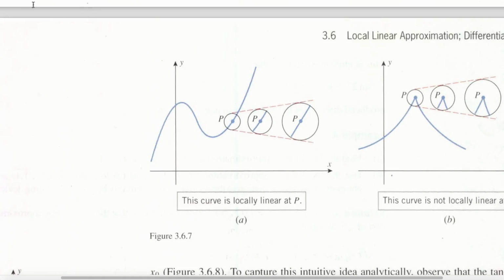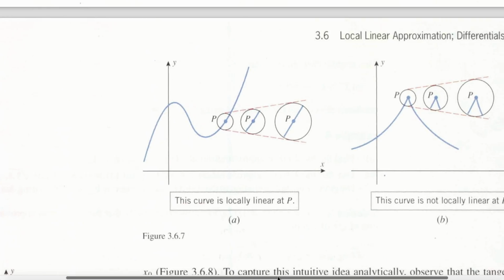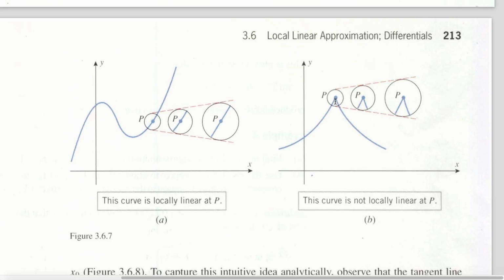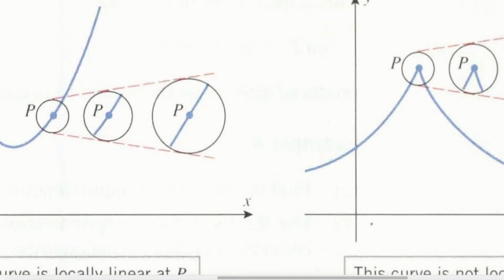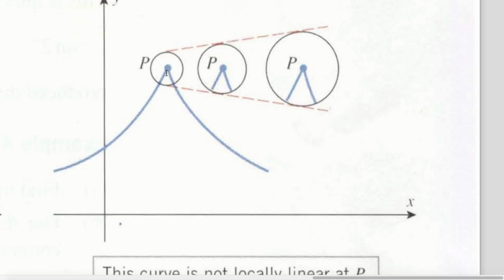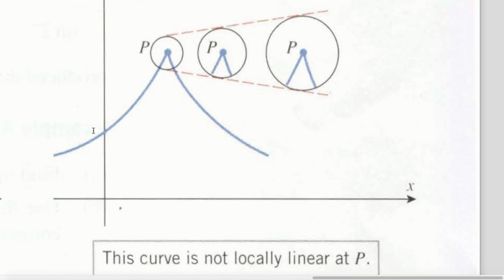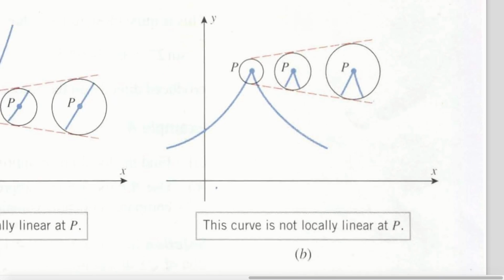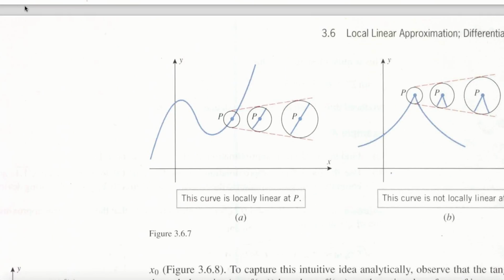But over here, in this example, here's a point P that is not differentiable. And so no matter how much you zoom in on that point, it never looks like a line. You can always see that it's not differentiable. And so this picture would be a prime example where local linearization cannot be used because the point P is non-differentiable.